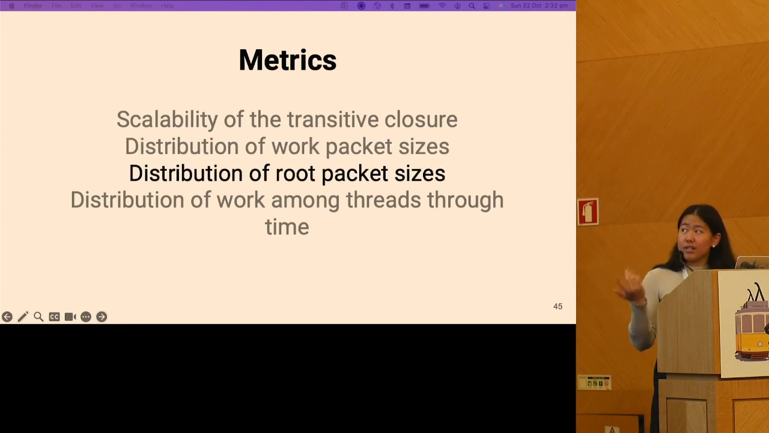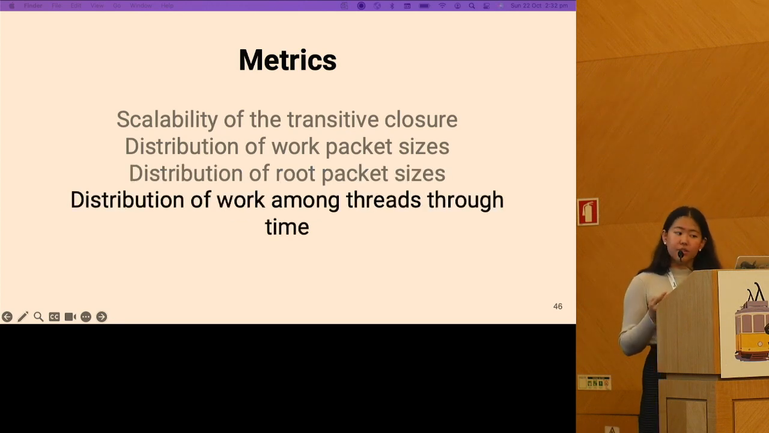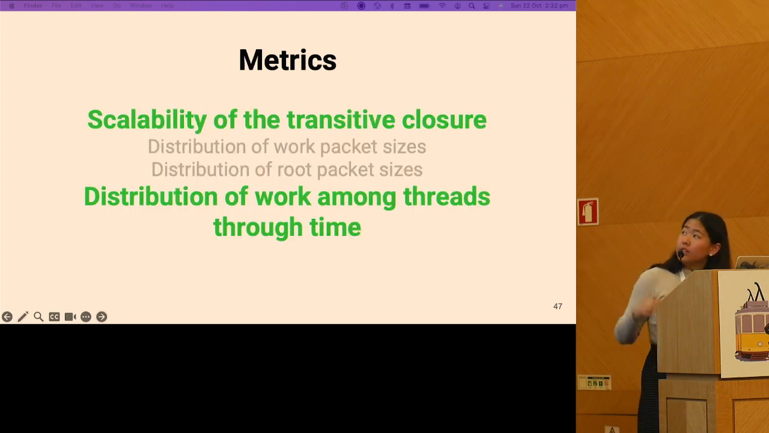The third metric is quite similar. We're looking at the root packets now, which are the ones that prime the closure. And the motivation is very similar to why we want to look at general work packets. And the final one is an explicit measure of load balancing. Generally, if we have scalability issues, they come in the flavor of load balancing or some form of contention. In this case, we're looking at how work is distributed among our threads through time. And so we can actually look at whether threads are getting starved out, or whether things are being load balanced nicely. In this talk, we're just going to focus on these 2 for time, but we do have results for the other 2 in the paper.